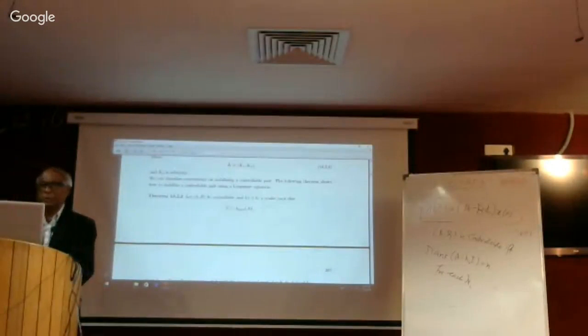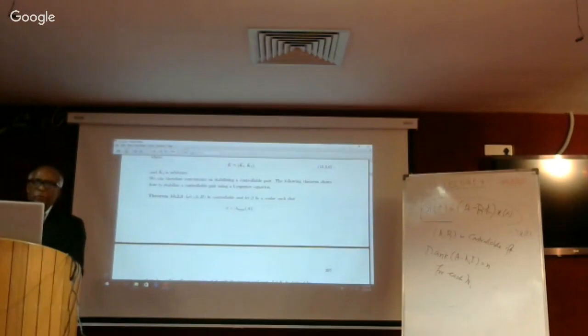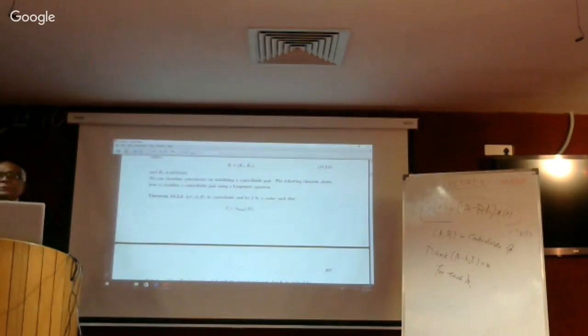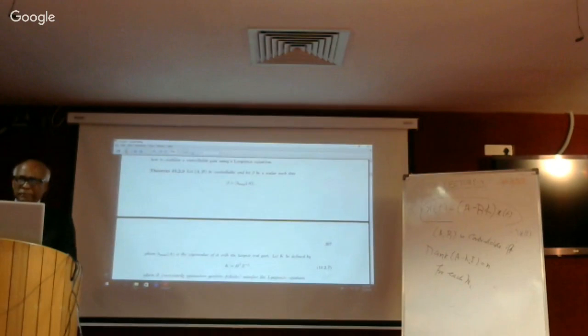Suppose (A, B) is controllable. Choose a number beta which is greater than the absolute value of the maximum eigenvalue of the matrix A. You understand what I'm saying? A has several eigenvalues, right? One of them is maximum, right? Take the absolute value of the maximum eigenvalue and call it beta. And choose a number beta which is greater than the absolute max of the eigenvalue of the matrix A.